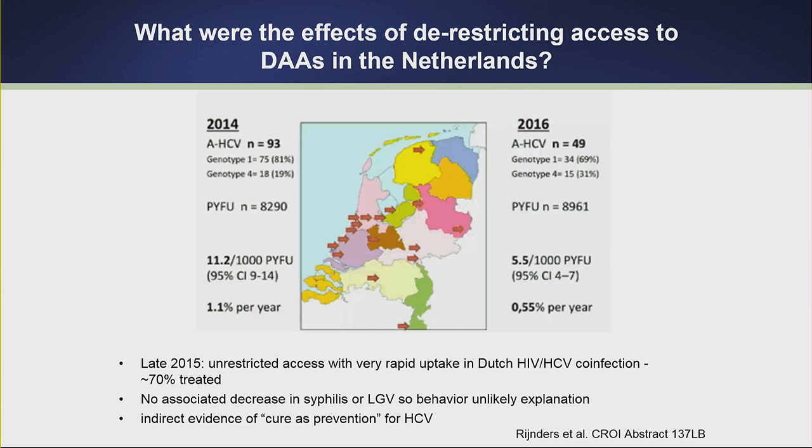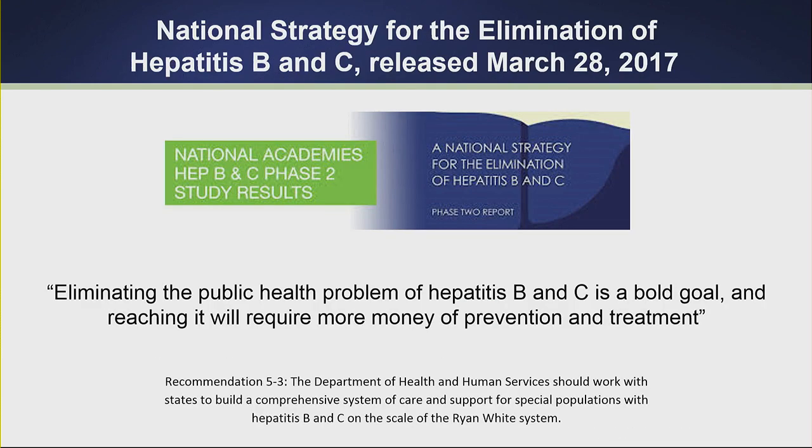So that makes sense, right? If you're able to reduce the pool able to infect others, you see a decline. Now, if we could achieve 70% in our people who inject drugs, could you imagine the future savings? And they did not see any change in rates of, in this case, syphilis or LGV, indicating that it's not a behavior change that happened because of the Hep C meds. It really was just fewer people out there to run into.